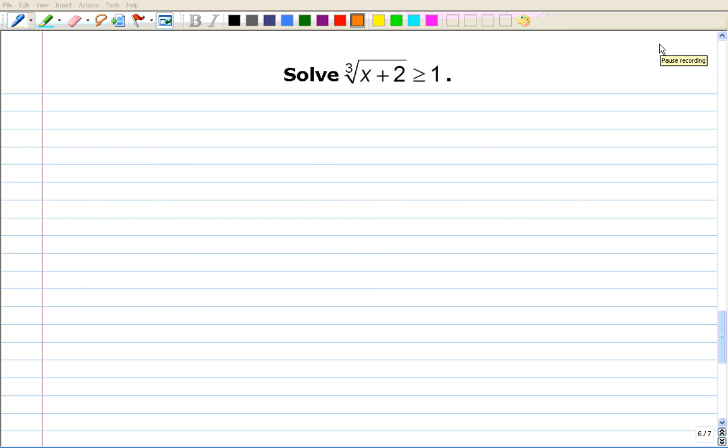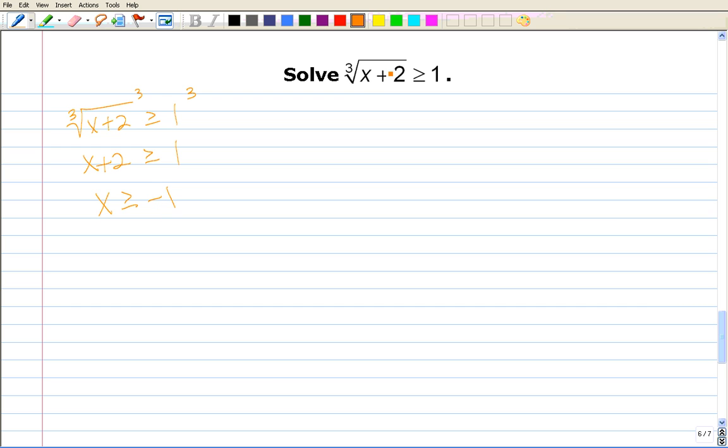Okay, but let's check out this one. Here we have the cube root of x plus 2 is greater than or equal to 1. I'm just going to rewrite it. To cancel out that cube root, I'll cube both sides. So I get x plus 2 is greater than or equal to 1. Then I'll subtract 2 and I get x is greater than or equal to negative 1.